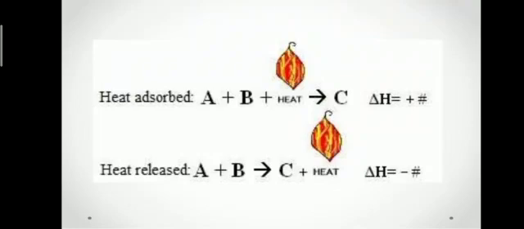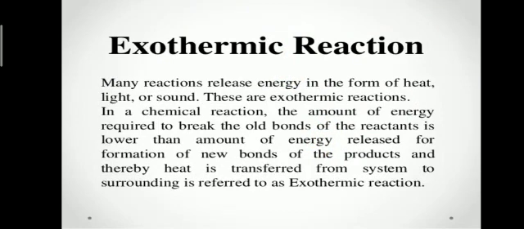The first type of chemical reaction is called exothermic. So an exothermic reaction gives out energy or heat to the surroundings and the system loses energy.